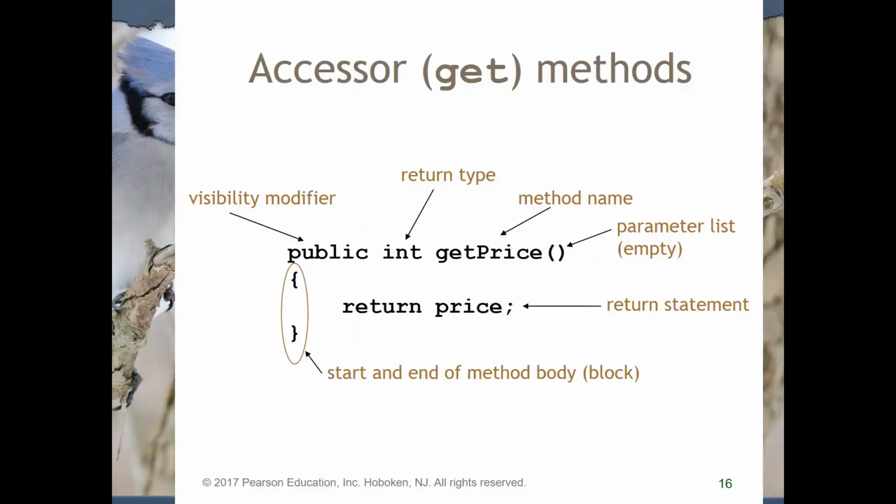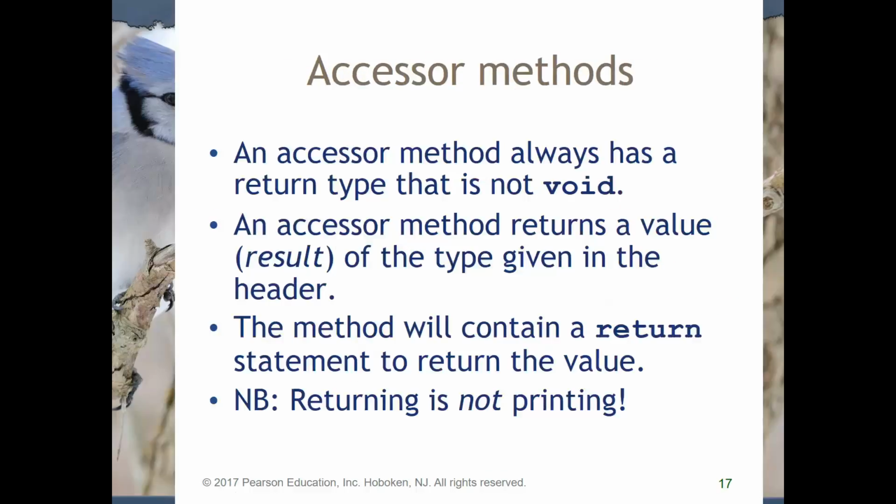Sometimes there's one or two minor calculations, but it should not have a lot of code in it as a rule. Rules are meant to be broken. An accessor method always has a return type that is not void. So by definition, if you're accessing data, it has to return something. Otherwise, you wouldn't be accessing the data. The value result of the given type in the header, this is nothing surprising. In other words, if you defined an int at the top, this is going to ensure that you return an int. It will contain a return statement, more of the same. Returning is not printing. So in other words, having a print statement inside the method is not returning a value to the calling method. The calling method will have to get something back by definition.